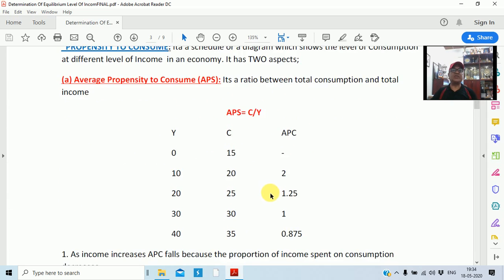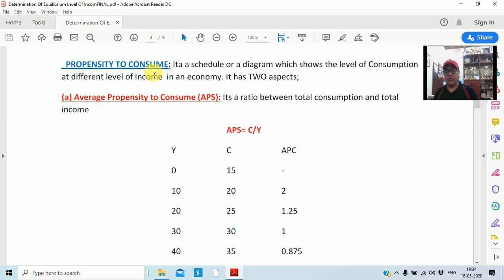Now moving to the next, that is propensity to consume. In propensity to consume, we study the relation between consumption and income through schedule or diagram. That is called propensity to consume. What is propensity to consume? It's a schedule or diagram which shows the level of consumption at different levels of income in an economy. Here we study the relation between income and consumption.